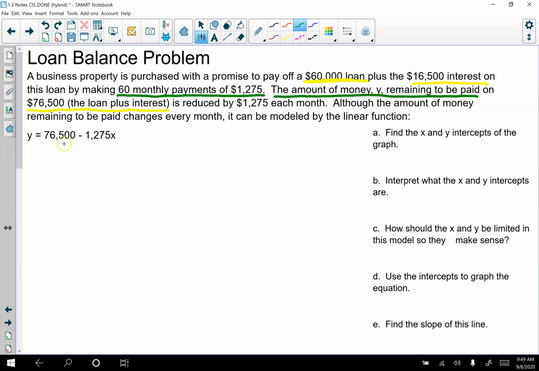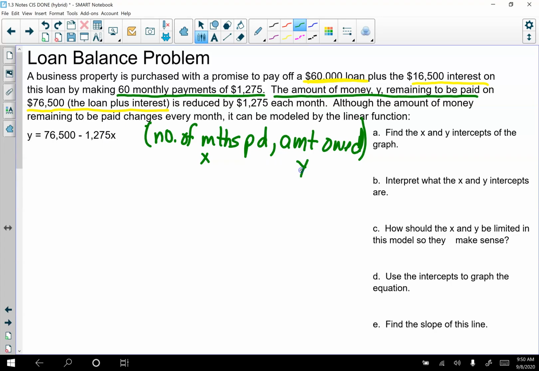So, what does your x mean and what does your y mean here? The x is the number of months paid, and the y is the amount owed, or the money remaining. Same thing, right? The amount of money remaining to be paid is the amount that you owe. So just so we know, that's my x and that's my y.